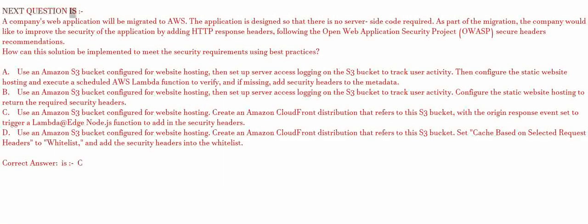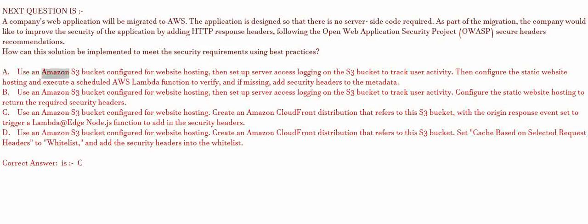Next question is: a company's web application will be migrated to AWS. The application is designed so that there is no server-side code required. As part of the migration, the company would like to improve the security of the application by adding HTTP response headers, following the Open Web Application Security Project (OWASP) Secure Headers recommendations. How can this solution be implemented to meet the security requirements using best practices?